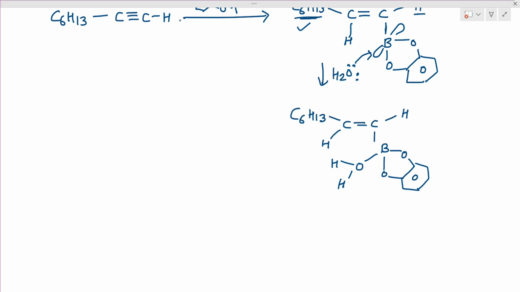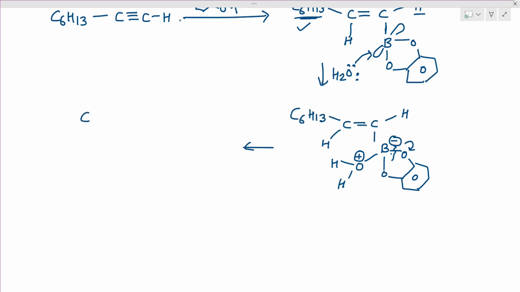Now what will happen? This is having positive charge and this is having negative charge. And whenever you have the negative charge, one bond will break up. So this bond will break up because there is oxygen present here. So this bond will move like this.